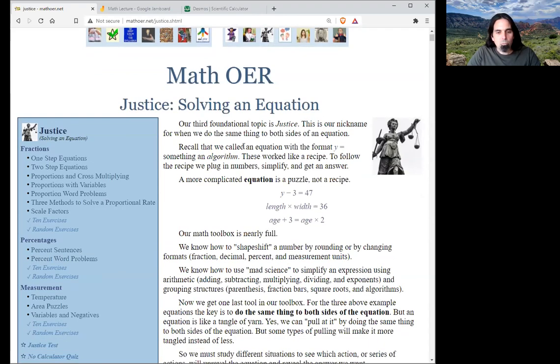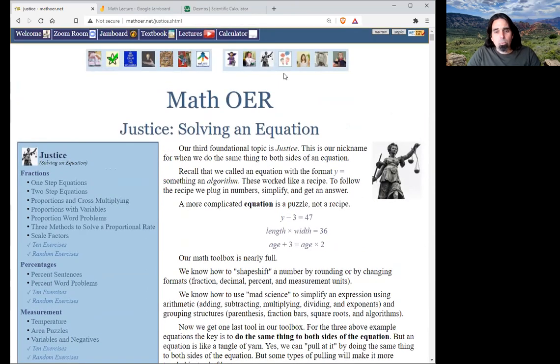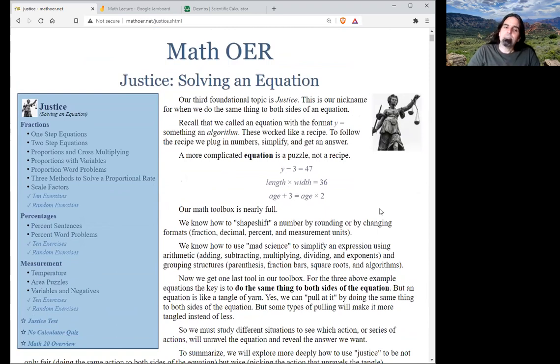But we have so much stuff behind us now. Our foundation has gotten strong that this will go fairly quickly. Then we'll do other things to reinforce what we've done, go a little more deeply, and things that are more fun and less about just, here's a skill, practice it. So we're calling it justice because we're doing the same thing to both sides of an equation. If two things are equal, if they're going to stay equal, we have to change them in the same ways. If I'm making a recipe, I have to double how much flour and how much milk I use. If I just change one side of something, then it doesn't stay balanced anymore.